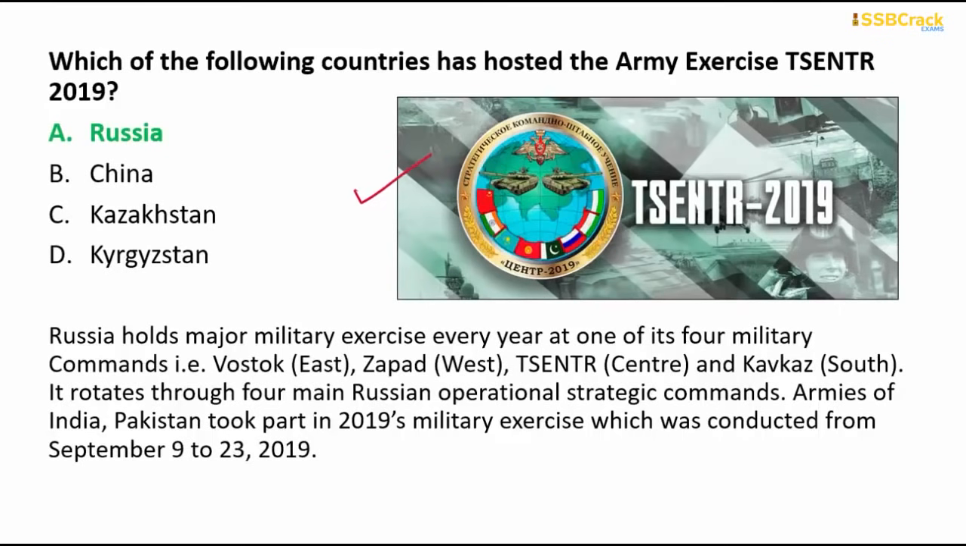The speciality of this particular exercise TSENTR 2019 is that both the armies of India and Pakistan took part in it. This was conducted in 2019 from September 9th to September 23rd. It is held by Russia every year at one of its 4 military commands, which include the Eastern Military Command at Vostok, the Western Military Command at Zapad, the Central Military Command at TSENTR, and the Southern Military Command at Kavkaz. So it rotates through 4 main Russian operational strategic commands, and the main speciality of the 2019 exercise is that both the armies of India and Pakistan participated in it.